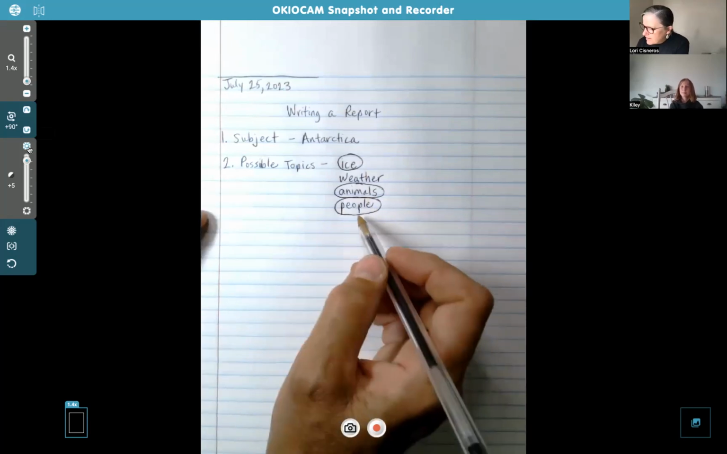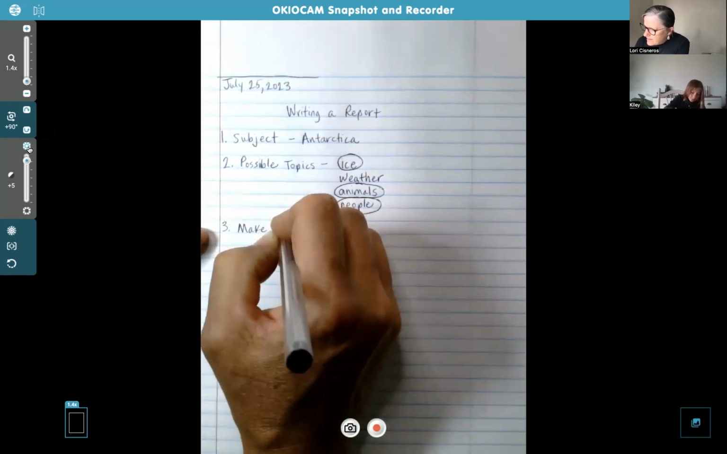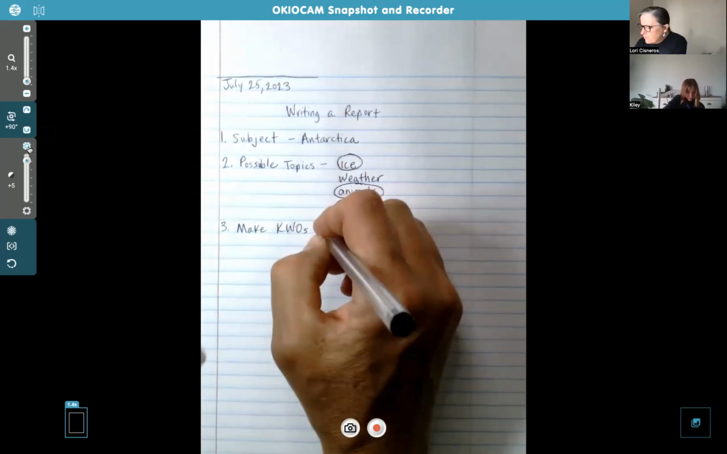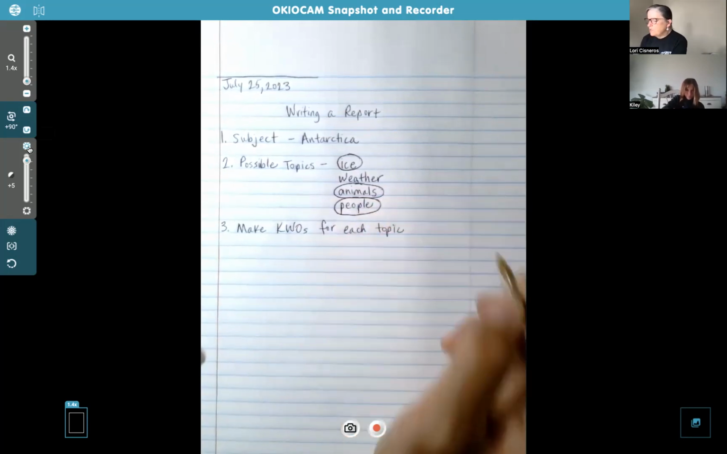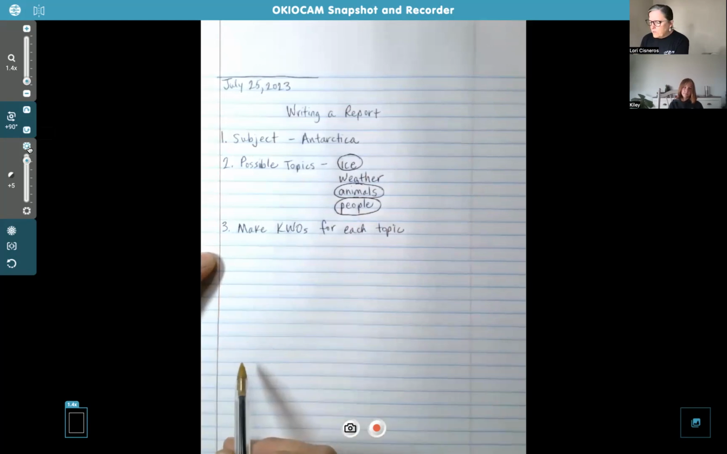So then after that, you can skip a line and put number 3, and you would make KWOs, and I'll put a little S there, KWOs for each topic. So that's what you would do next when you're writing a report, and you're really good at making those keyword outlines. So for instance, let's say you want to start writing about the animals because you picked that one really quick. So I think that might be your favorite one out of that list that you would want to write about. So let's go ahead and do a sample keyword outline down here.